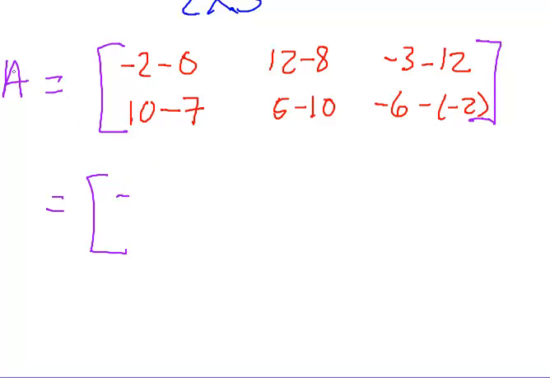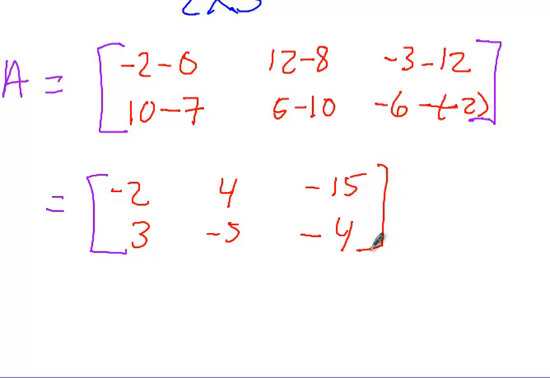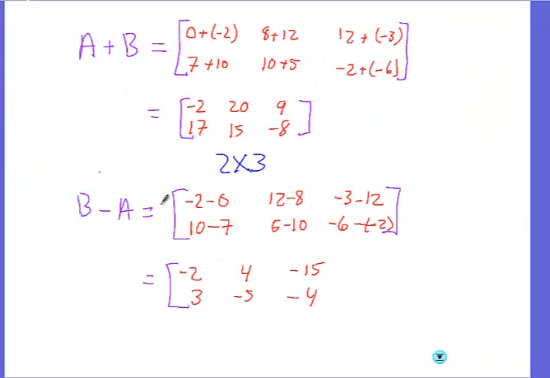Negative 2 minus 0 is negative 2. 10 minus 7 is 3. 12 minus 8 is 4. 5 minus 10 is negative 5. Negative 3 minus 12 is negative 15. Negative 6 minus negative 2 is negative 6 plus 2, which gives us negative 4. Again, check to make sure our answer is the same dimensions, and it is. So we know that B minus A is negative 2, 3, 4, negative 5, negative 15, negative 4.